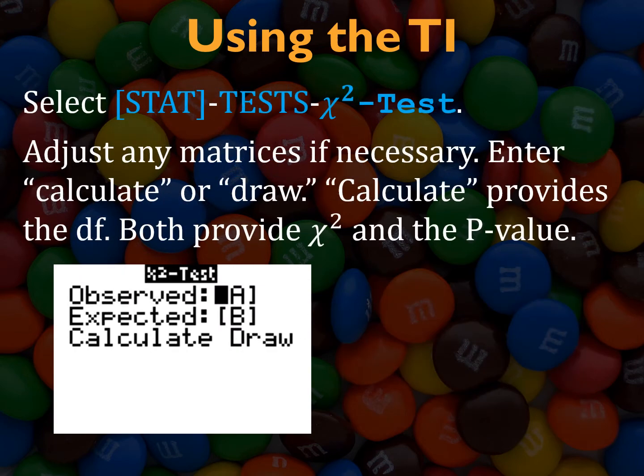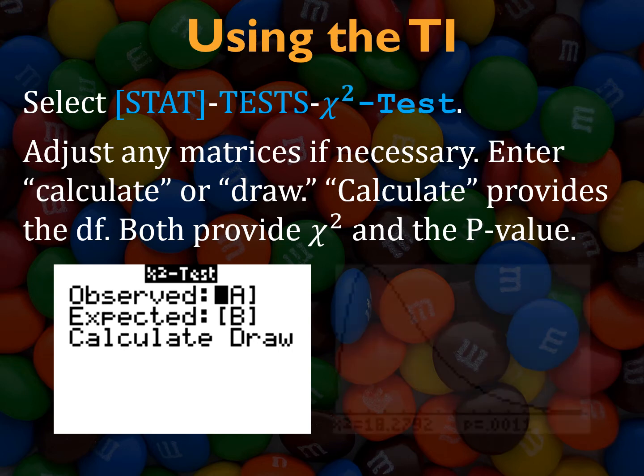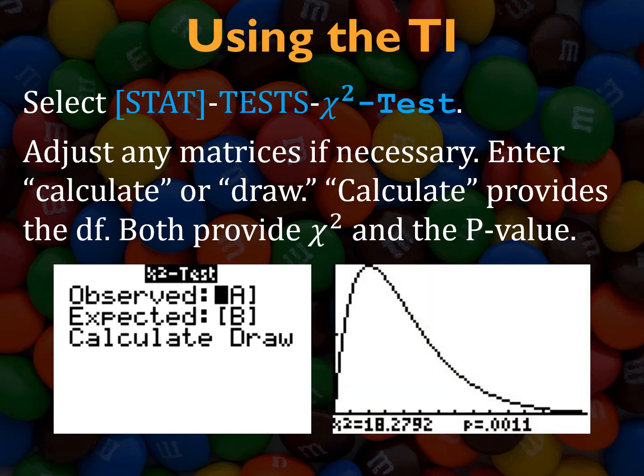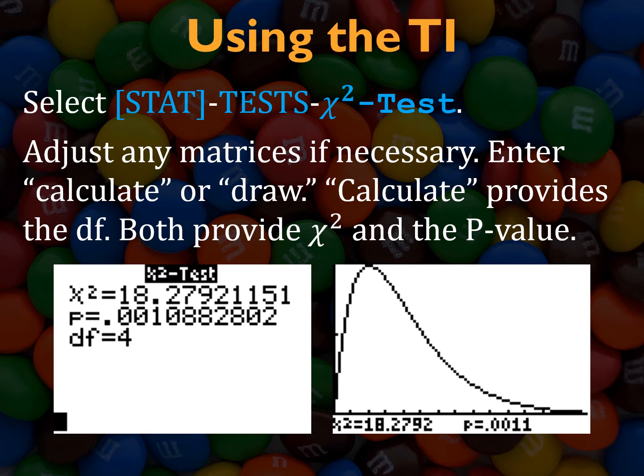Then we're going to use stat test chi-square test, and we're going to adjust any matrices if necessary. So if you need to change anything, edit it, that's where you do it. Now for the chi-square test, you're going to put in observed, the matrix A, and expected, leave it as matrix B. Now you're wondering, I didn't put in the expected counts. The calculator will output the expected counts into the matrix you select. So the observed matrix will come from matrix A. The expected numbers will be outputted to matrix B. Select calculate or draw. Draw gives you that drawing. Calculate gives you the chi-square value along with the p-value and the df.